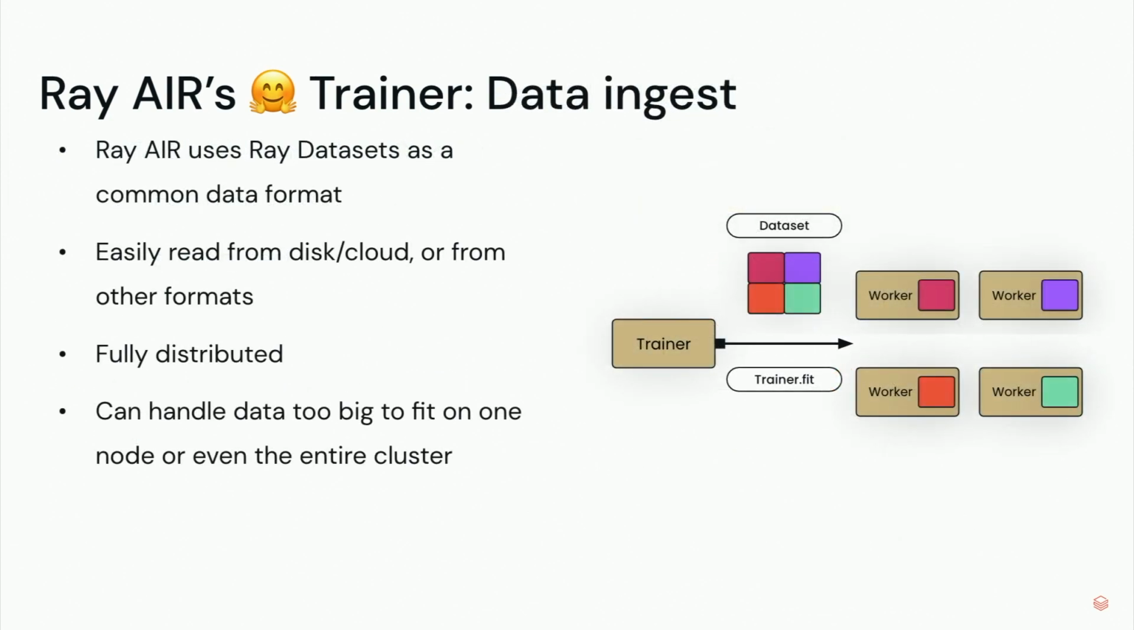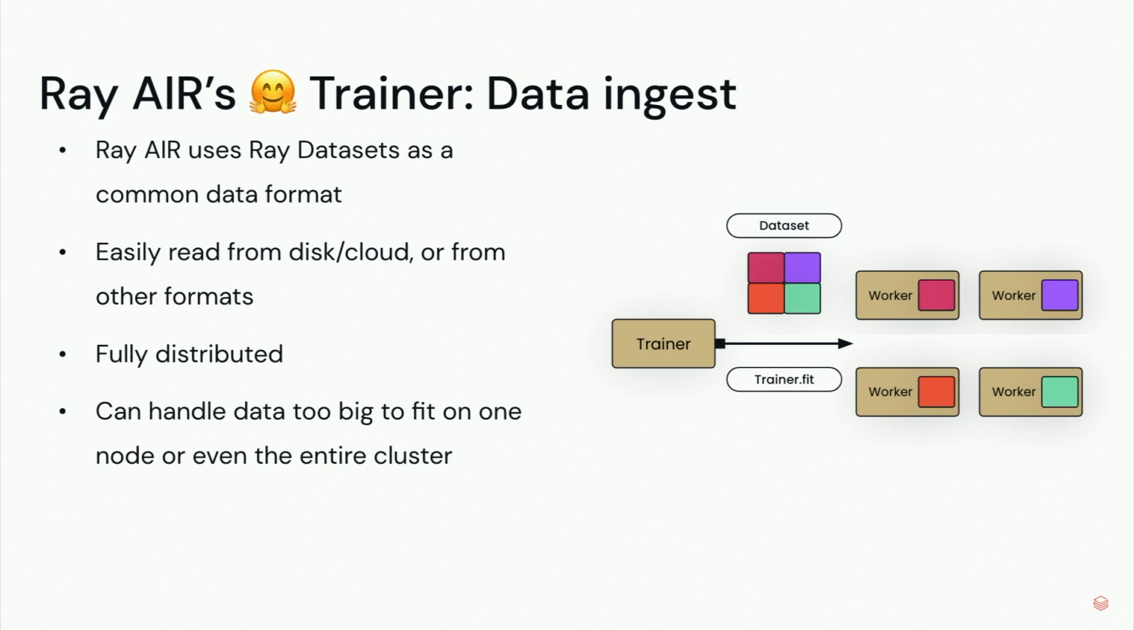So for data ingest, we are using Ray Datasets, which is a scalable way to load and preprocess data. It has multiple integrations with different libraries for reading from different data formats. So you can easily read from disk, you can easily read from cloud, from S3, GCP, Spark, Lakehouse, Snowflake, and other such frameworks. And it's fully distributed. So again, there is this layer of abstraction where the complexities of distributing everything are taken away from you, and you don't have to worry about it. And it can handle data that is too big to fit into one node or even the entire cluster.